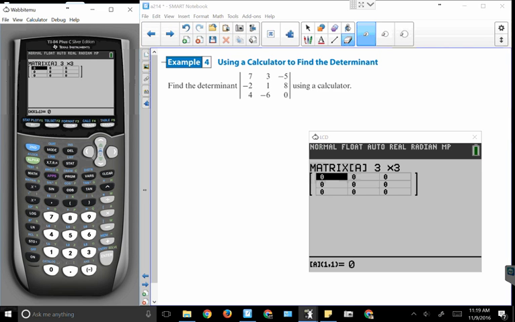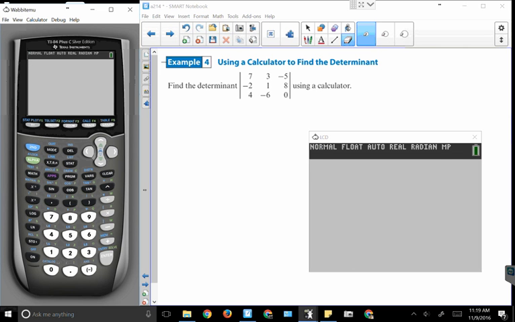I've got a 7. Then I've got a 3. Then I've got a -5. -2. 1, 8, 4, -6, and lastly is 0. Now to get out of this, we just press second and quit, and it'll take us out of the edit.